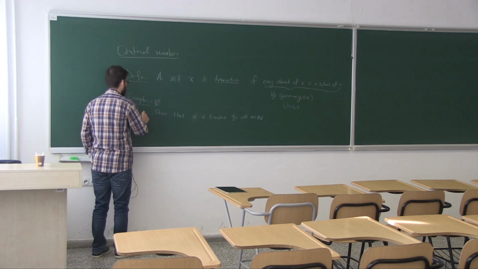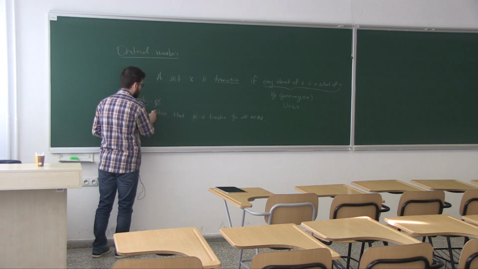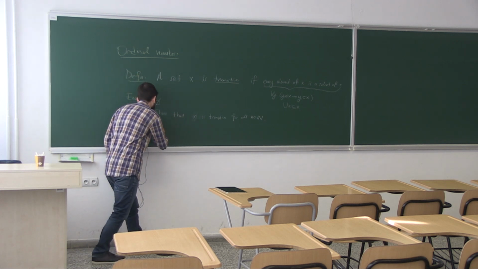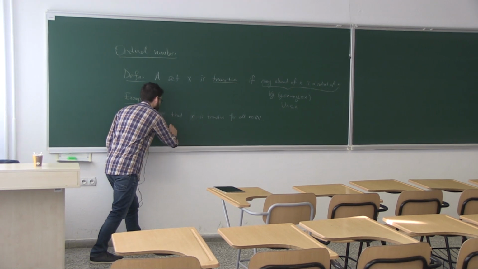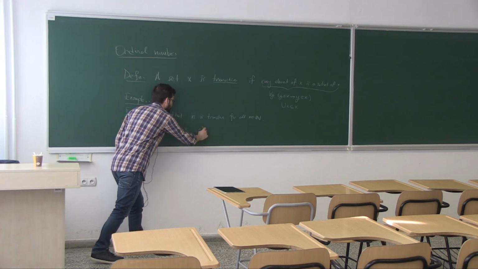Show that every natural number is transitive. Okay, this is an exercise, but pictorially this should be clear. Why? Let's pick some natural number, the successor of some n, okay?